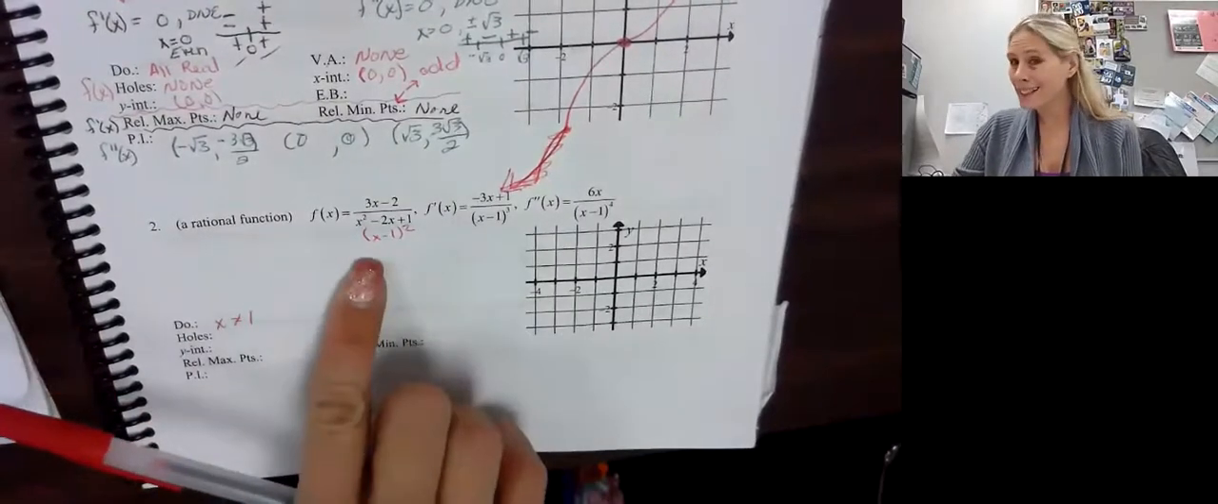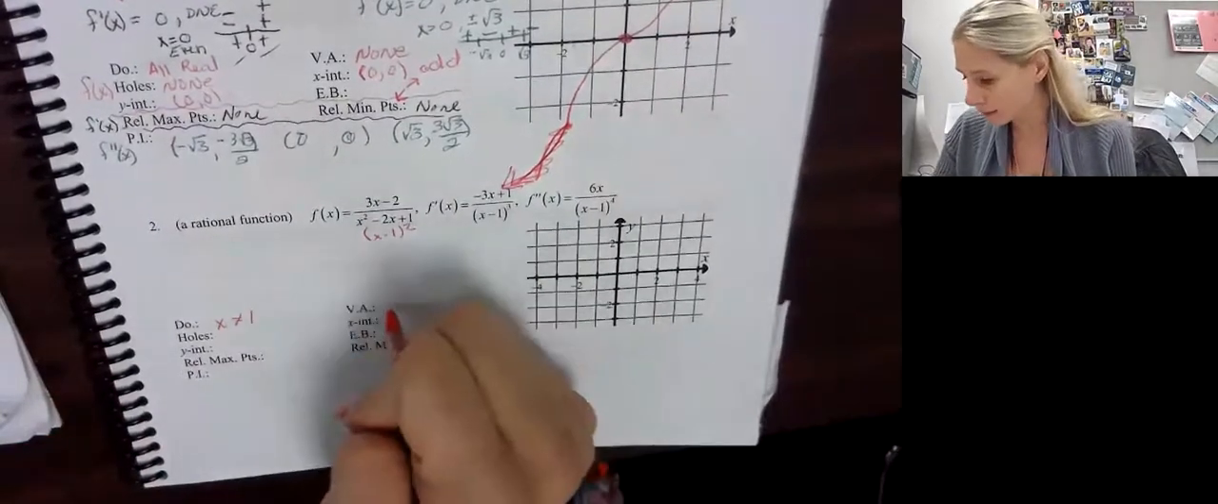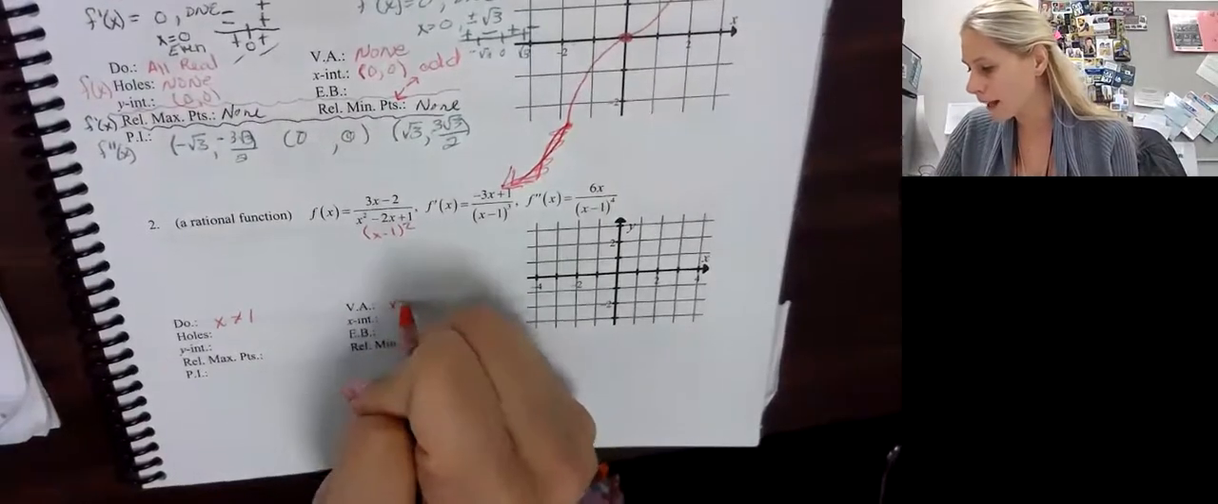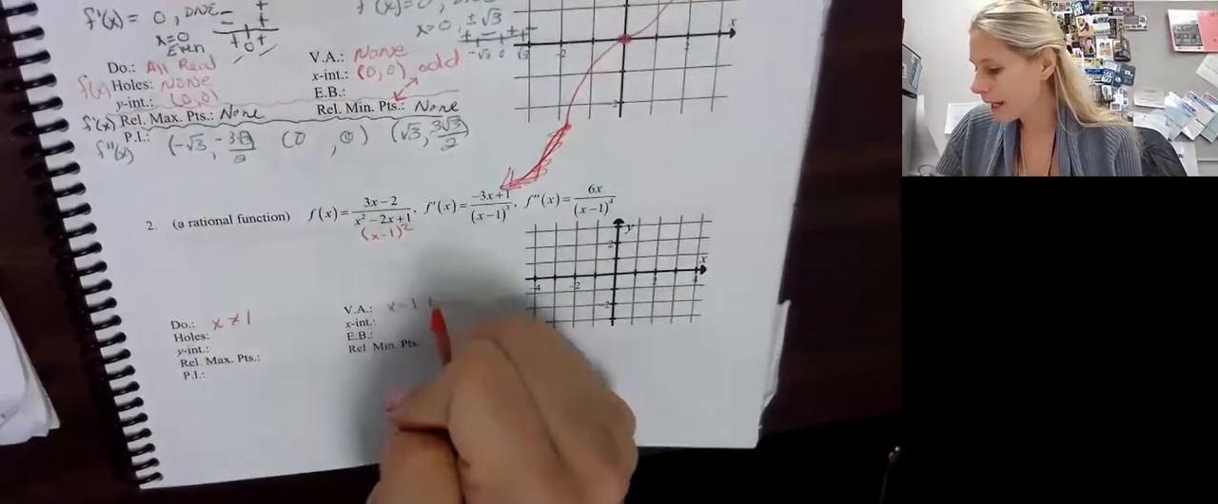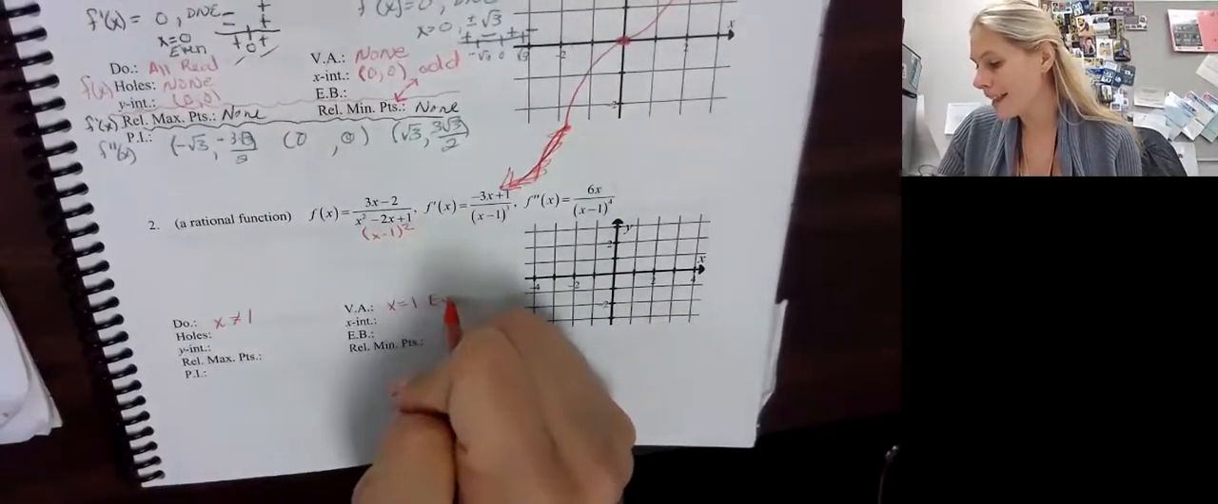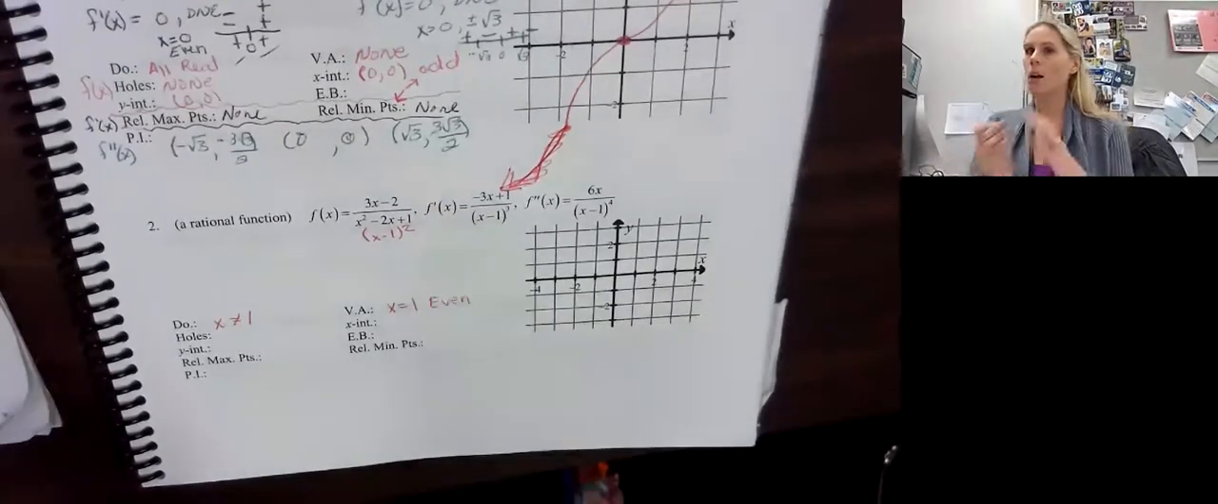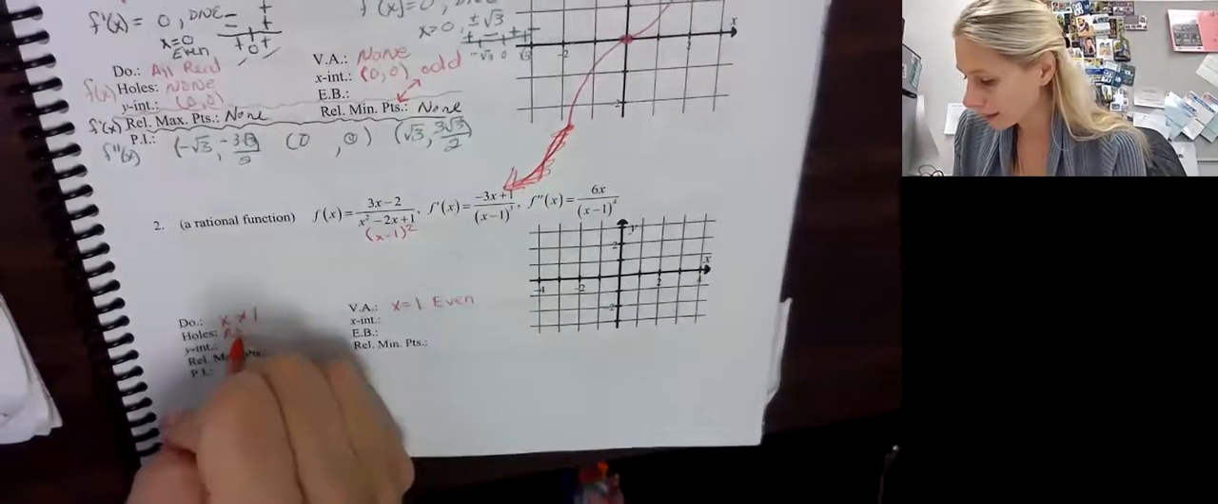Well, it doesn't cross out, so it must be a vertical asymptote. So we have a vertical asymptote at x equals 1. What I also want you to keep in mind is that it is squared, so it is even. And if you remember, even means that it goes in the same direction. Now, at this moment, we don't know if they're both going up or both going down. So be careful at that. No holes, because we didn't cross anything out.